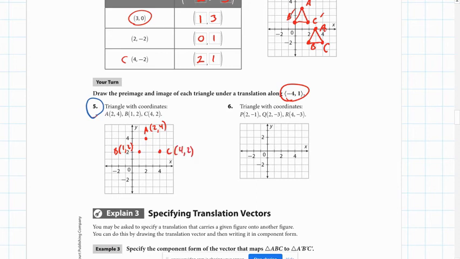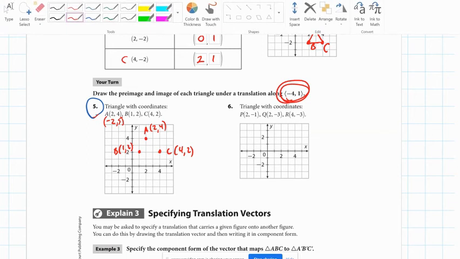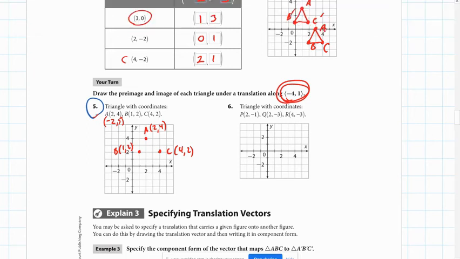Okay, and so now applying this vector, we're going to subtract 4 from the x-coordinate and add 1 to the y-coordinate. So point A is going to become (-2, 5). So there's A prime. I'll do the image in blue. So there's (-2, 5). That's A prime.